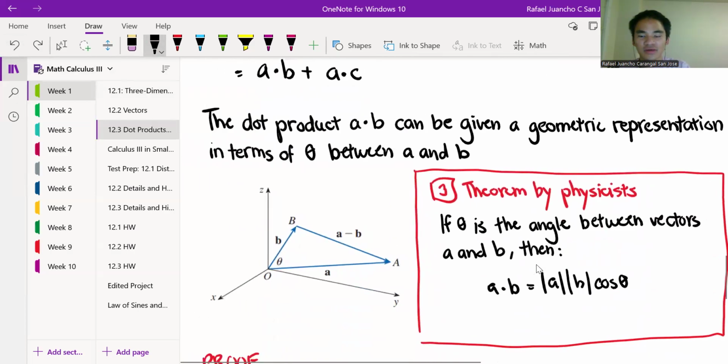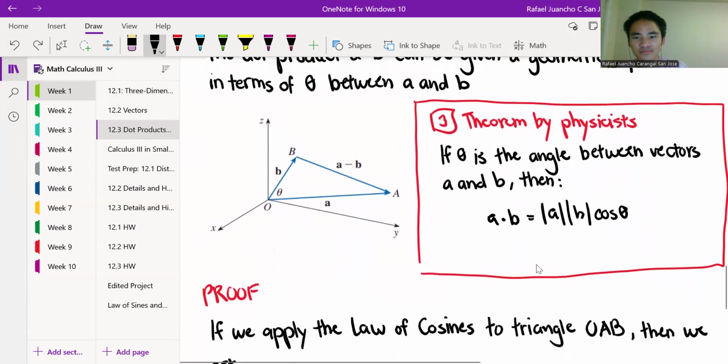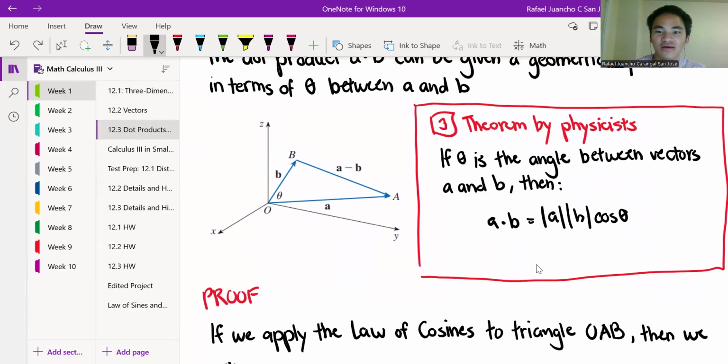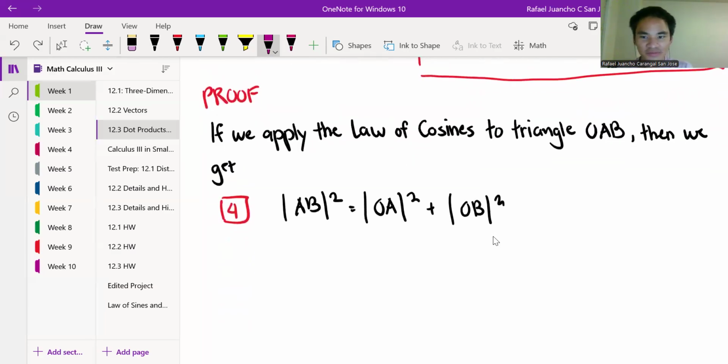And then we also gave a geometric representation in terms of theta. The idea here is that if theta is the angle between two vectors A and B, then we have this formula: the dot product of A and B is just the magnitude of A times the magnitude of B times cosine theta, which is basically the law of cosines. So here we're going to prove it.